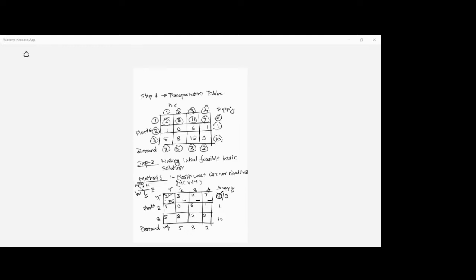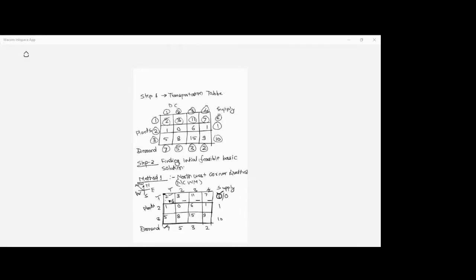Your entire row 1 will get exhausted, and now you cannot consider row 1. Now we have these particular cells into consideration. Right now, again, one more thing that we forgot to write.